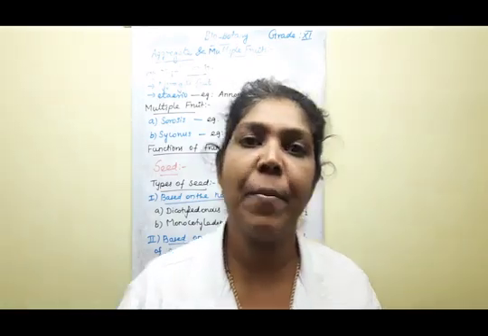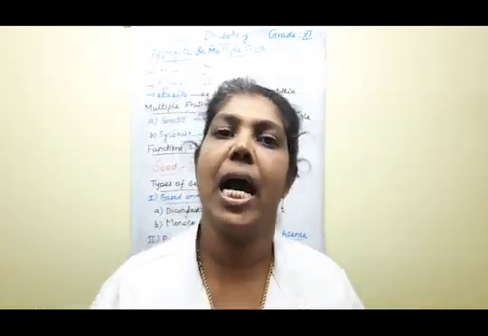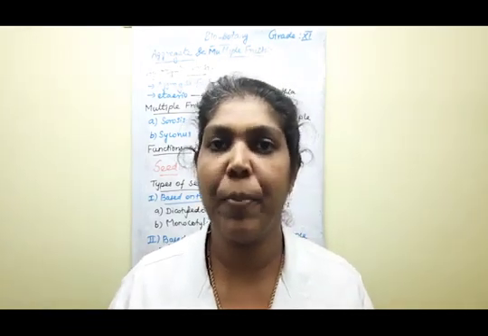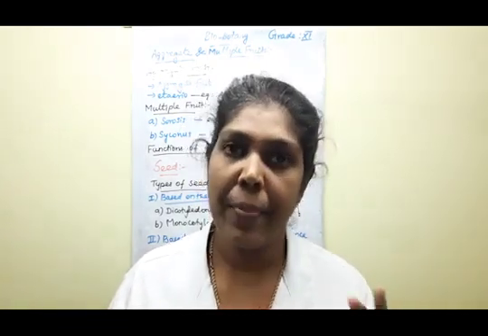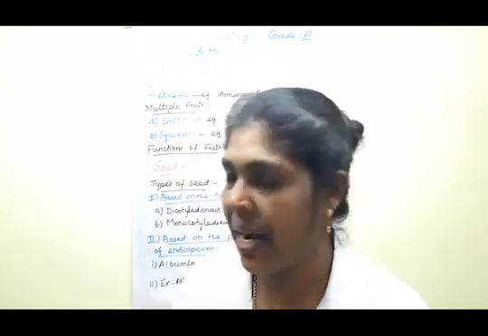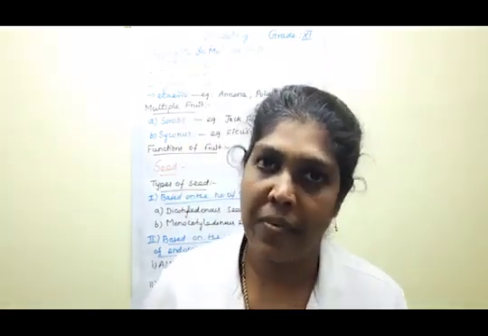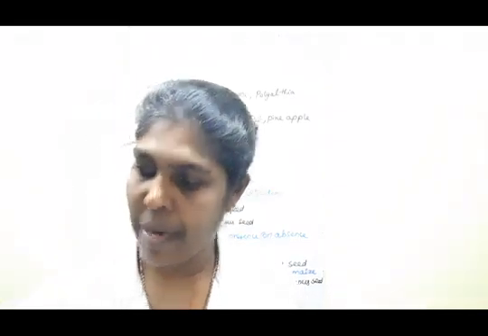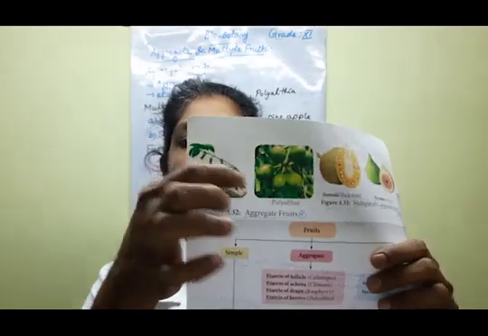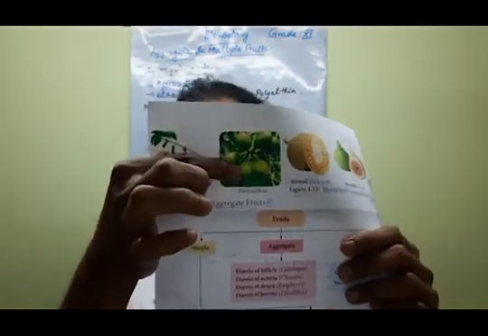Good examples of aggregate fruit are Annona squamosa, Sitaphal, and then the next one is Polyalthia. These are the best examples of the varieties of aggregate fruits. Clear, children? Say yes or no? So this is the diagrammatic representation. These are the pictures for Annona, and the next one is Polyalthia.